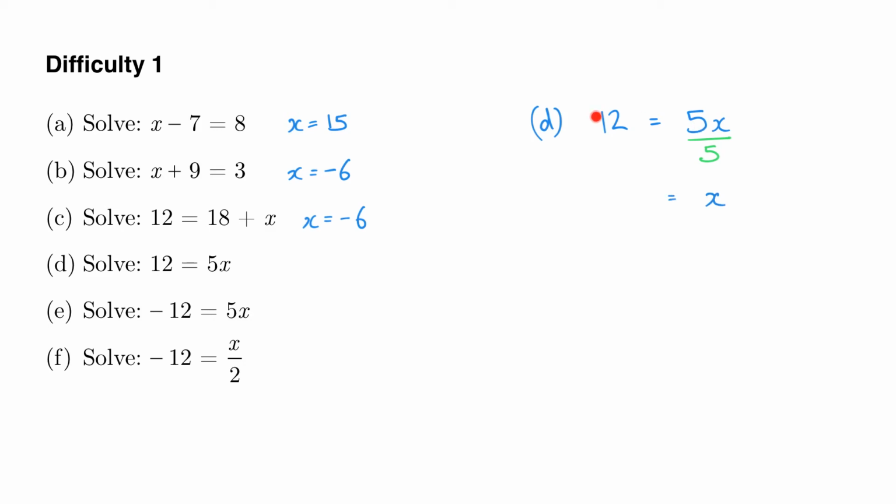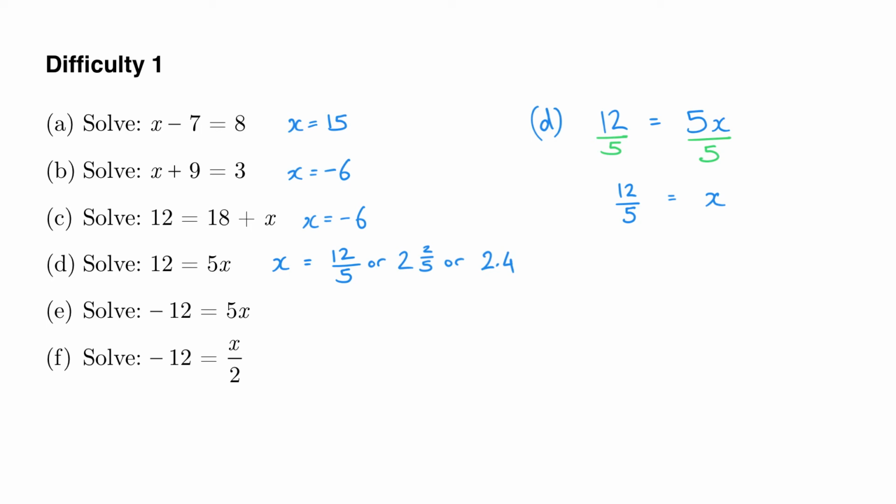Now to keep this equation balanced, we have to do the same thing to the left as we did to the right. And that means we need to do 12 divided by 5. Now 12 divided by 5 is simply 12 fifths. And there we have it, x equals 12 fifths. Don't be afraid of fractions. If you want to, you can convert this into a mixed number. In this case, it would be 2 and 2 fifths, or you could write it as a decimal. That would be 2.4.